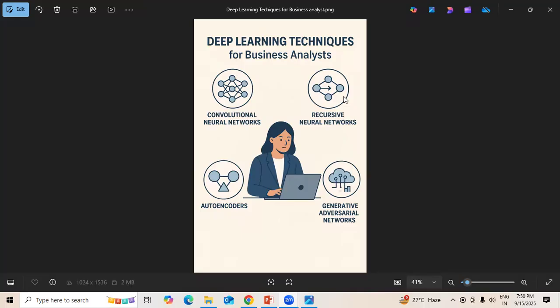So one is about neural networks, like convolutional neural networks, then NLP, natural language processing and all. Next about recursive neural networks, followed by autoencoders, generative adversarial networks. At the same time, image analysis, time series analysis, predictive analysis. So there are many techniques generally we use when it comes to deep learning techniques from the business analyst point of view.